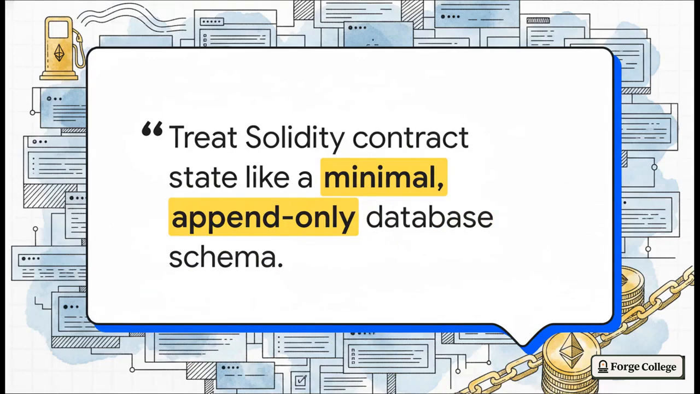Let's just jump straight into our core mental model here. We need to stop scattering random variables throughout our code like dirty laundry. Instead, we absolutely have to embrace this golden rule. Treat Solidity contract state like a minimal append-only database schema. Your smart contract lives in a world of highly deterministic and incredibly expensive storage. By planning a database schema first, you essentially force yourself to build this optimized, gas-saving foundation before you write even a single line of logic.